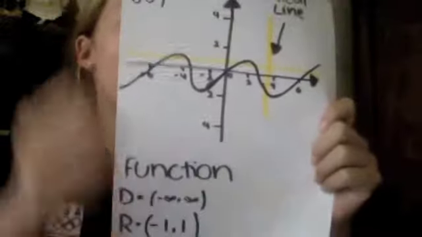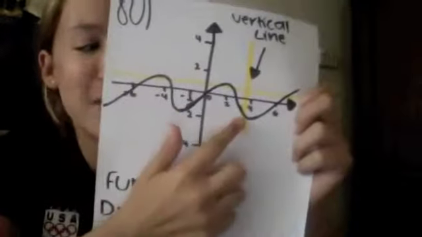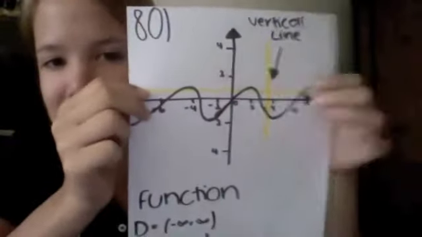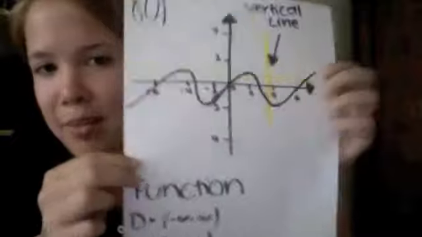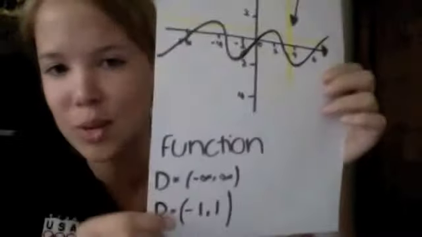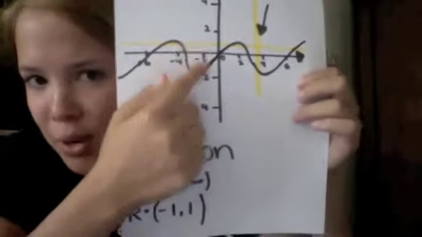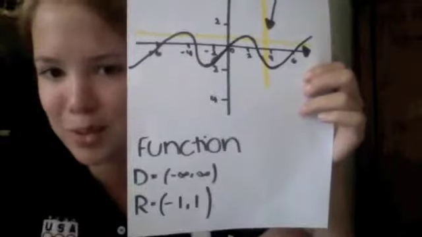This graph is a function because it has one intercept point. If it has two intercept points, it's not a function. Its domain is infinite because it has no end, and its range is minus 1 to 1 because its highest point is 1 and its lowest point is minus 1.